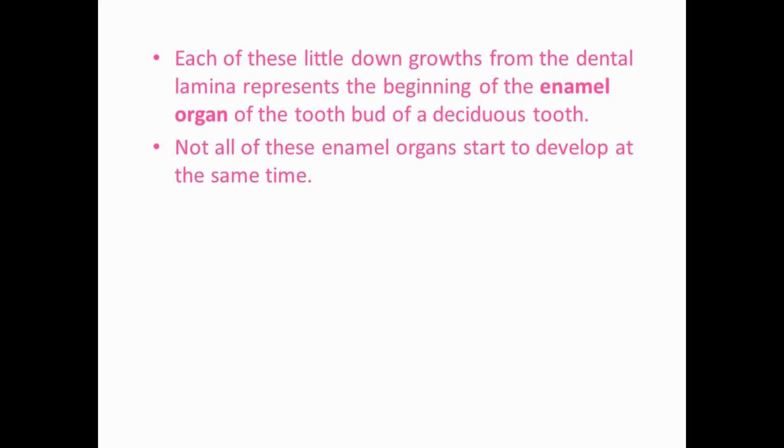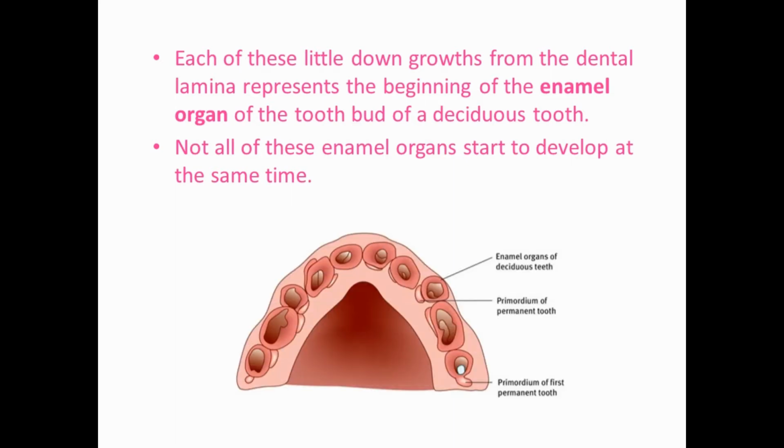Not all of these enamel organs start to develop at the same time. They have individual different times when they start developing. So as shown in this diagram, these are the enamel organs of deciduous teeth. As we can see, they are 10 in number because we have 10 deciduous teeth in an arch. And from these enamel organs of deciduous teeth, we can see the primordium of permanent teeth. And from the last molars, we can see the primordium for the first permanent tooth.